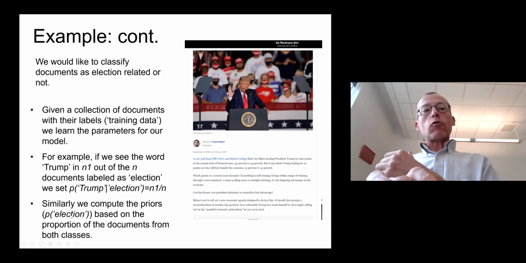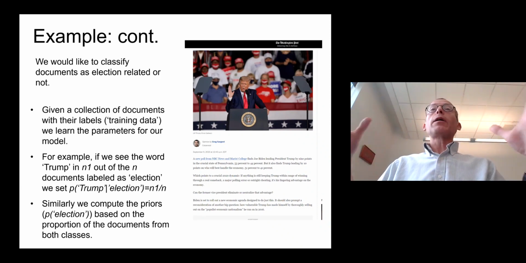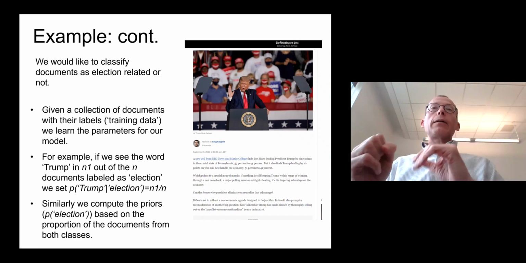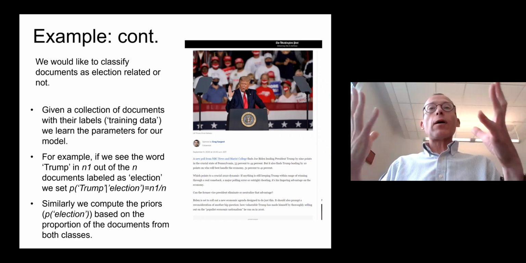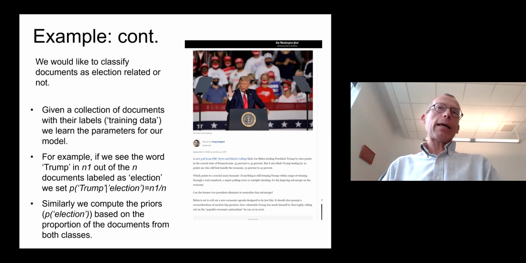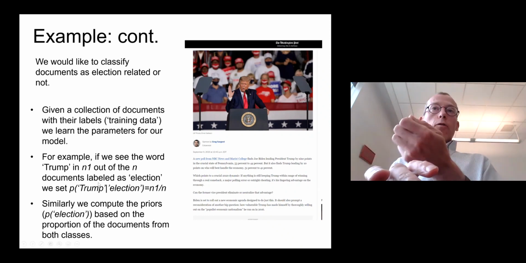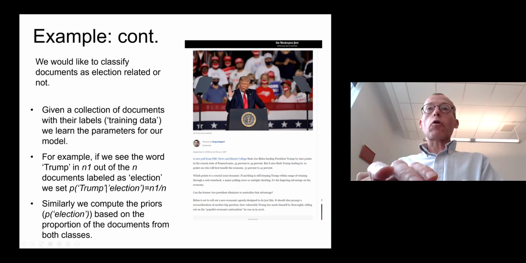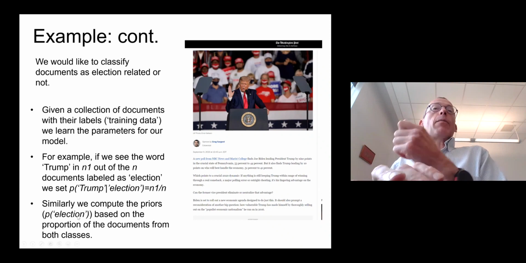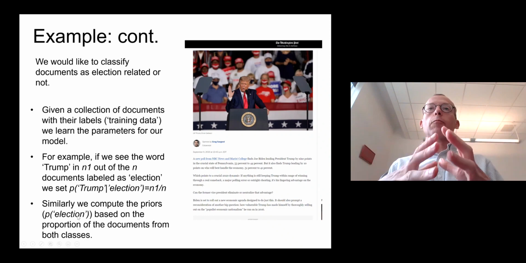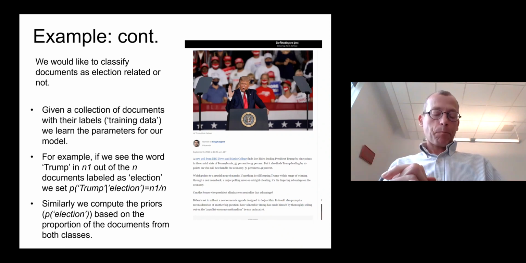And finally, we need to compute, of course, the probability of the classes themselves, and we just count how many times we have, in our training data, election documents out of all the documents. This is the prior, right? If we don't know anything, this is the prior. And again, all of these are MLE calculations, right? This is MLE conditioned on the class, so we just do it for documents from this class, and this is MLE for the label because we use all the documents that we have.